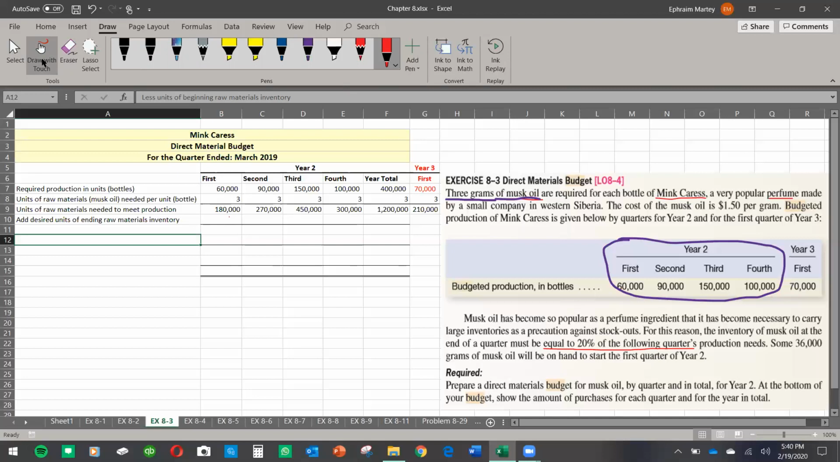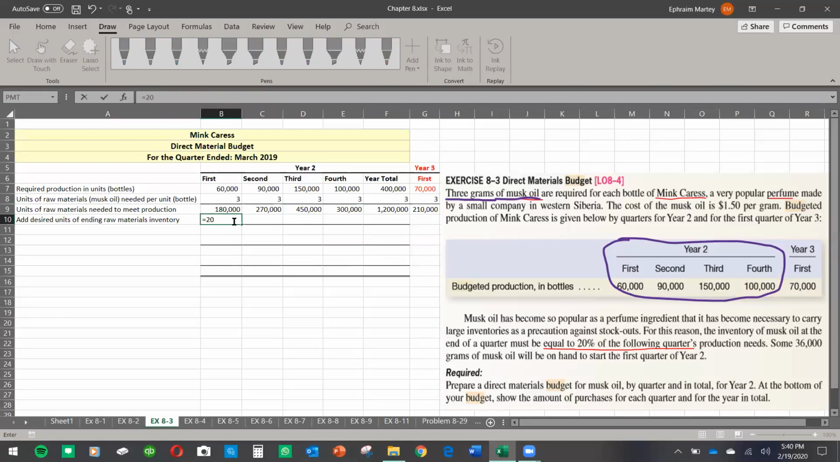So the ending inventory needed in the first quarter should be equal to 20% of the second quarter. The second quarter should be equal to 20% of the third quarter. The third quarter should be equal to 20% of the fourth quarter. So this is what we're going to calculate here. We move ahead and we have 20% times the next quarter, and then we can just drag it so you don't have to compute it.